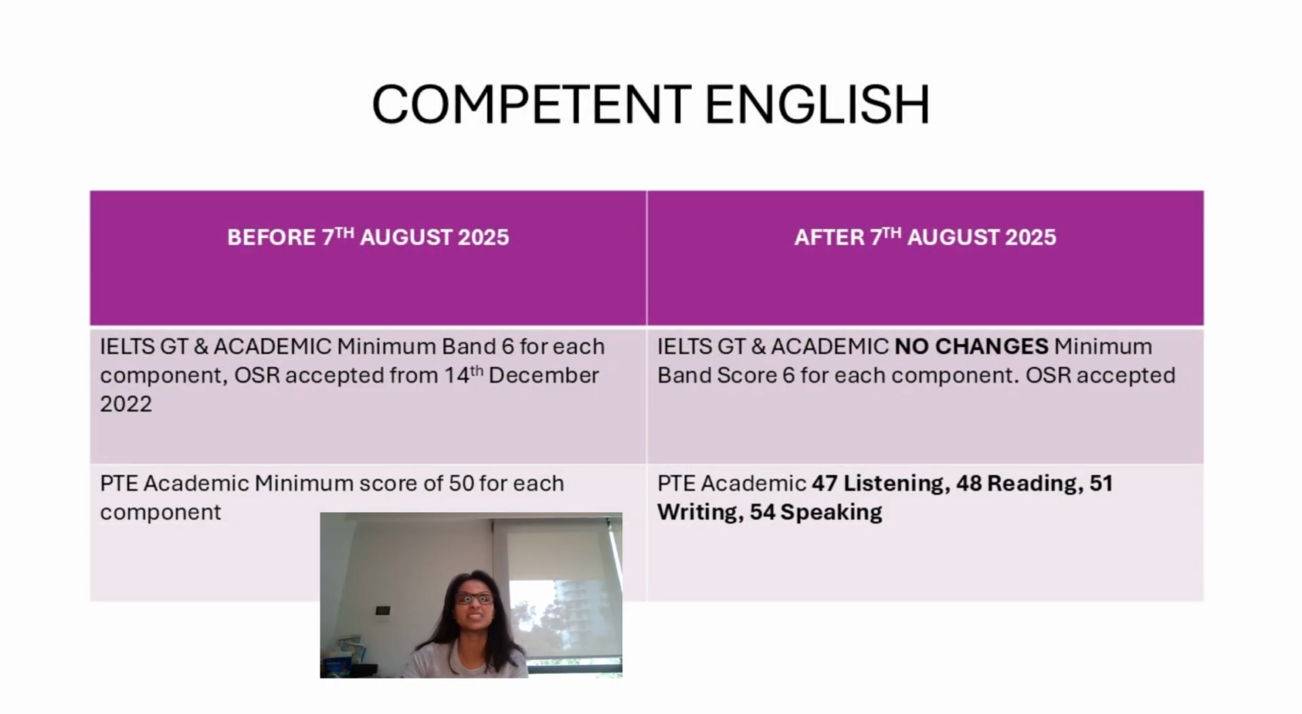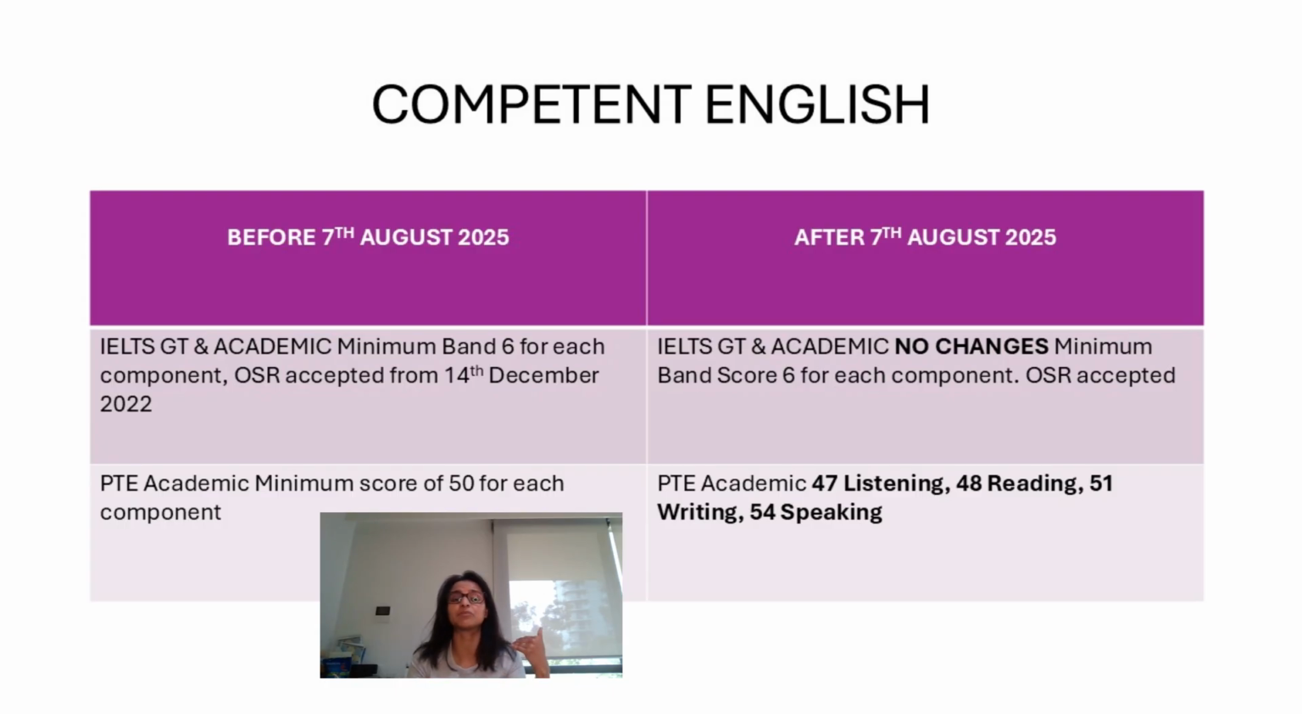So this is for those of you starting university. Some of you need student visas. Usually it starts off at band 6 and moves upwards, band 7 stuff. Okay, so let's talk about competent English. As usual, one skill retake for IELTS general training and academic, minimum band 6 requirement before the 7th, and minimum band 6 requirement for each component after August the 7th.